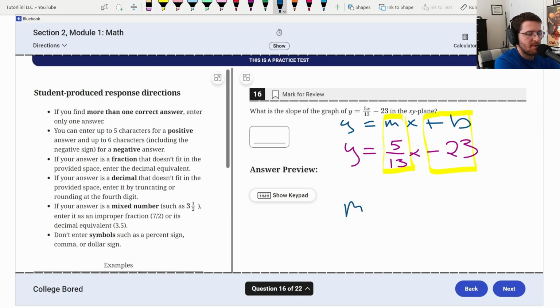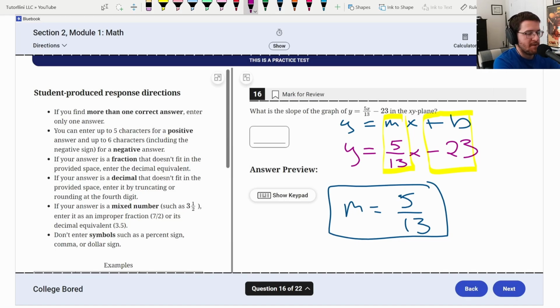So this question wants the slope. So that's 5/13. I would make sure that's simplified. It is. You can't simplify that any further. So I would just put in 5/13.